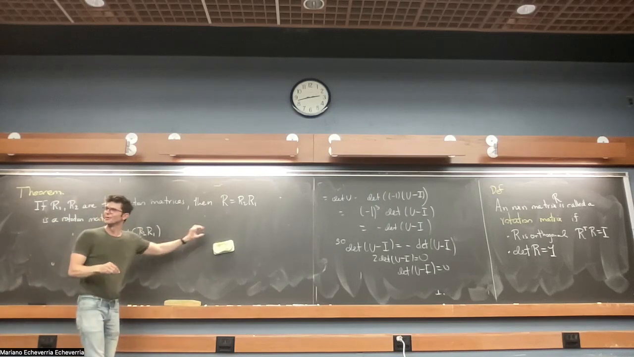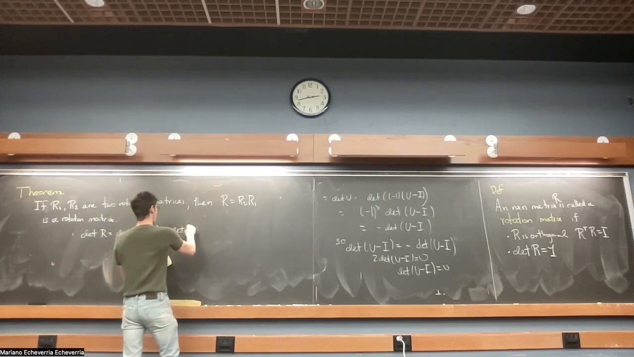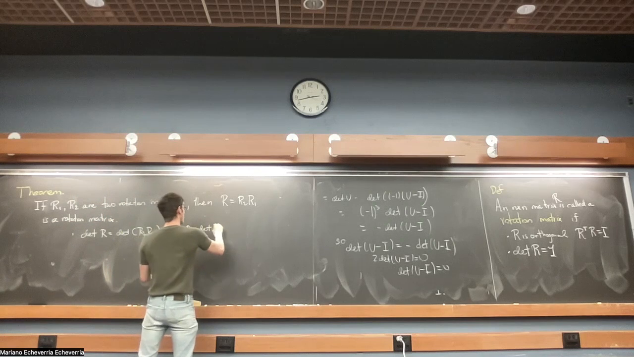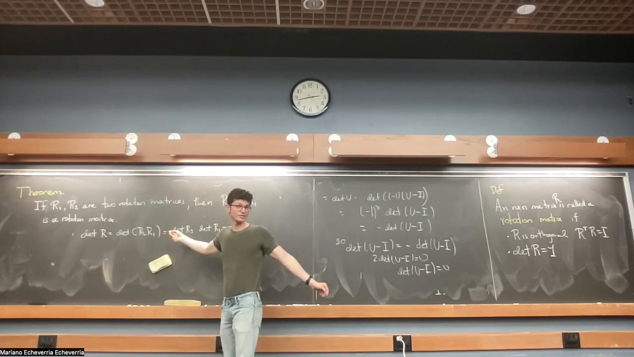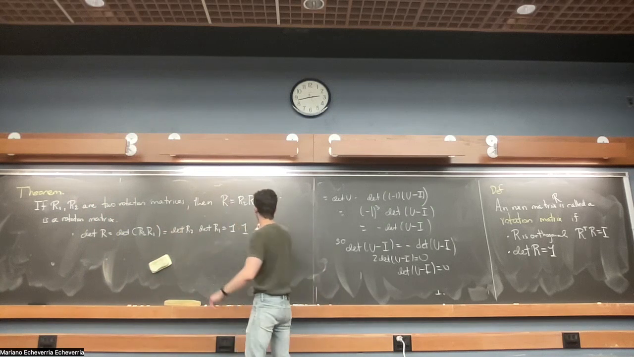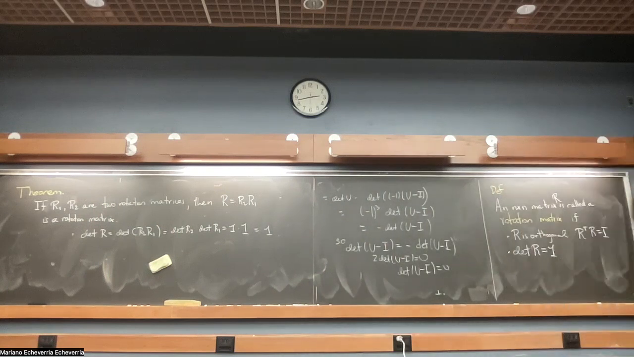But this determinant is multiplied, right? So it's just the determinant of R2 times the determinant of R1. This is 1 times 1, right? Because each one has determinant 1, being a rotation matrix. And that's just 1. Okay? Is that making sense? So it wasn't too bad.